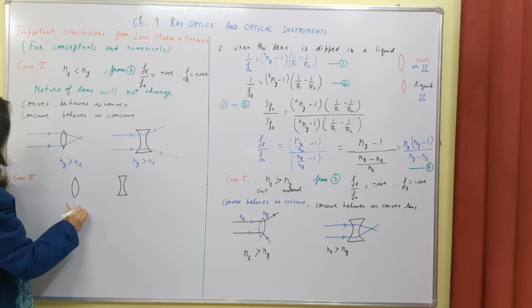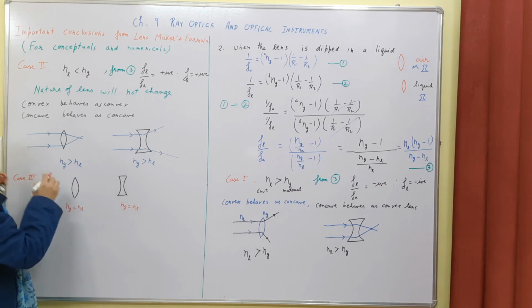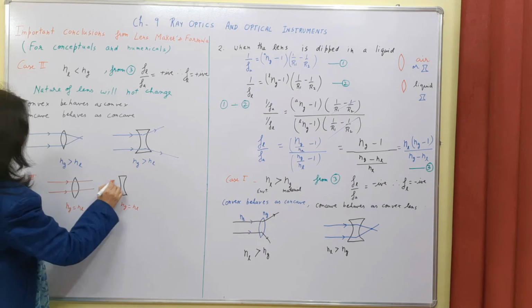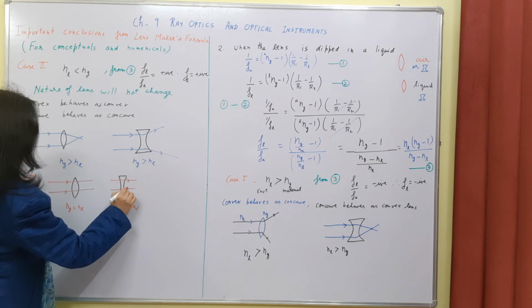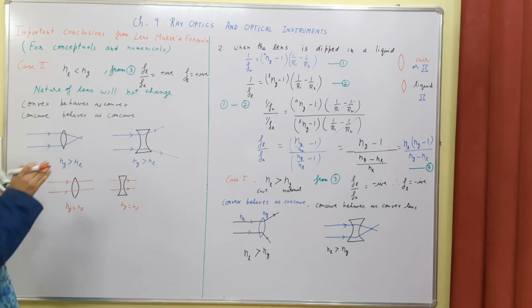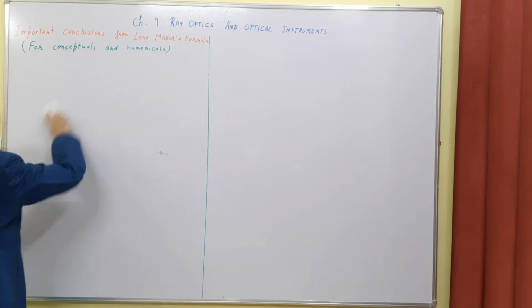Here n g is equal to n l, here also n g is equal to n l. So what will happen? It will go undeviated. So what is the conclusion here? That in case the refractive indices are same, then it will behave as a plane slab.